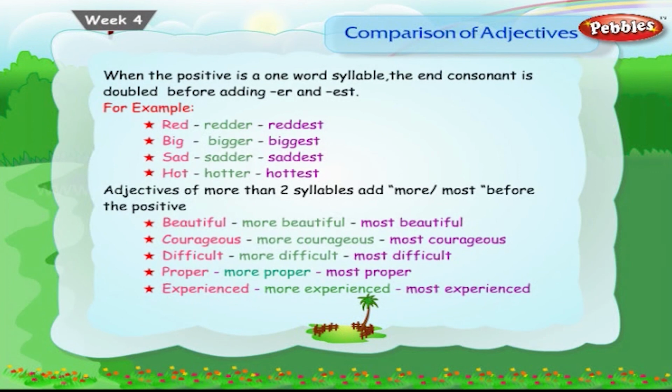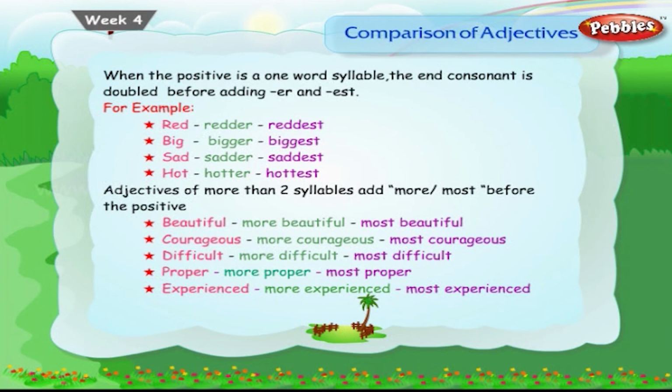When the positive is a one-syllable word, the end consonant is doubled before adding ER and EST. For example, red, redder, reddest, big, bigger, biggest, sad, sadder, saddest, hot, hotter, hottest, fat, fatter, fattest.